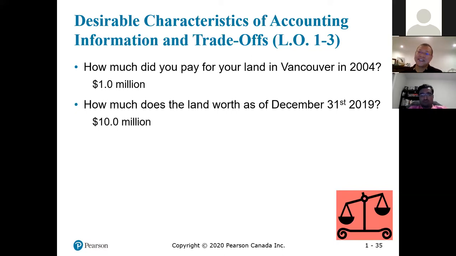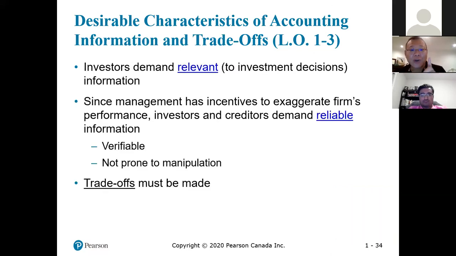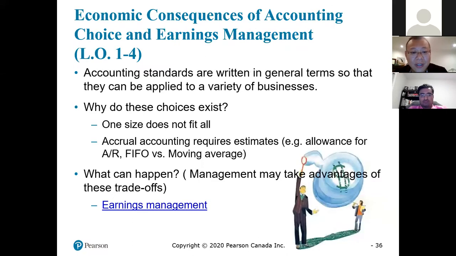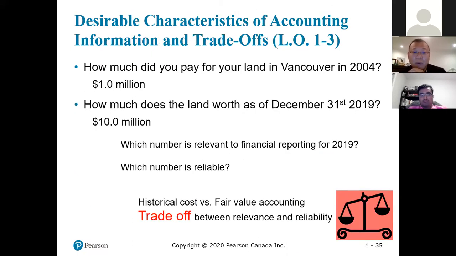So you can see this is the trade-off. Should I report 1 million for the reliability, or should I report 10 million for the relevancy? Relevancy and reliability are a trade-off. You can't get both at the same time. So if you go with the 1 million, it's cost, historical cost. So your reporting base is historical cost. If you go with 10 million, that's called fair value accounting. Fair value is market value, okay?